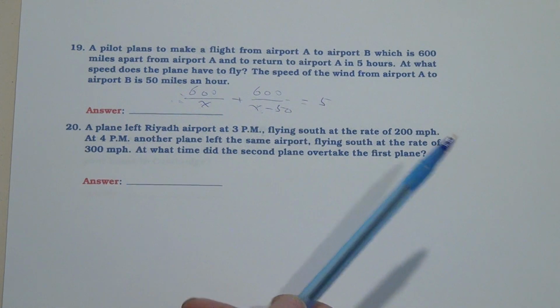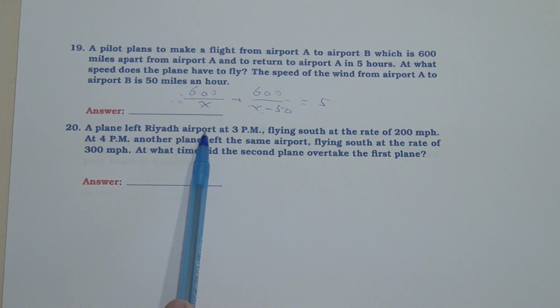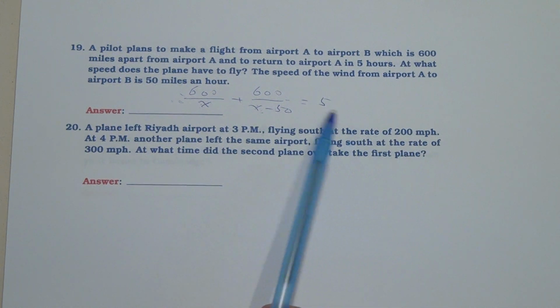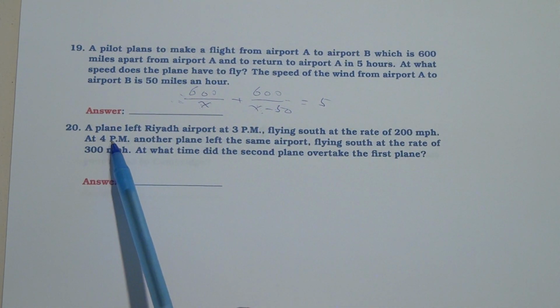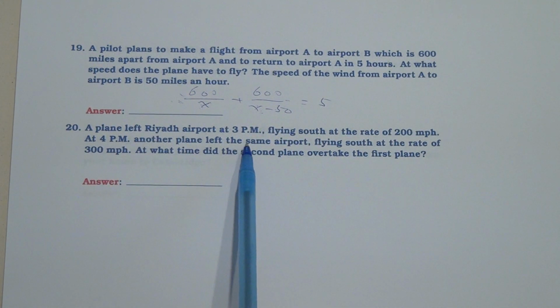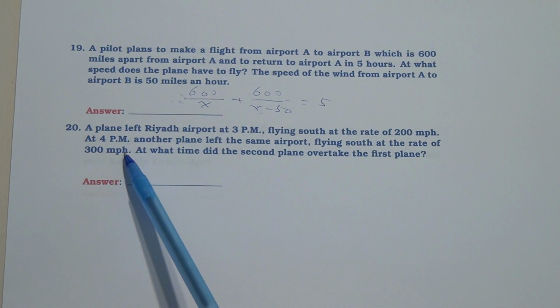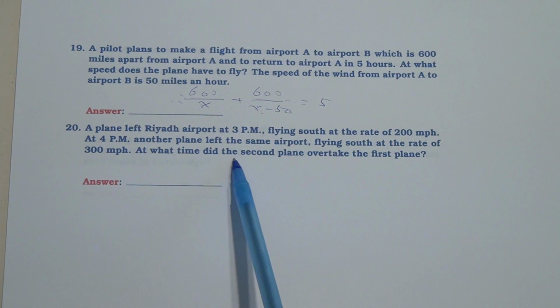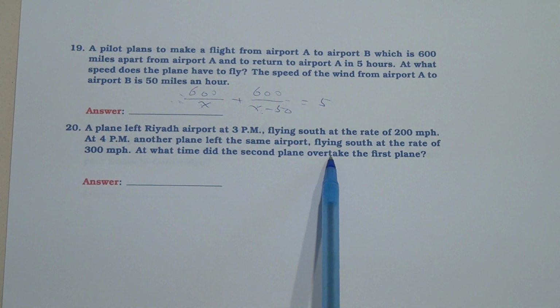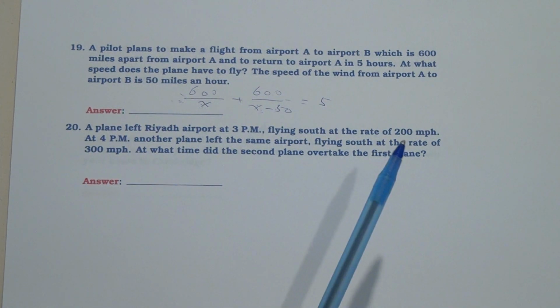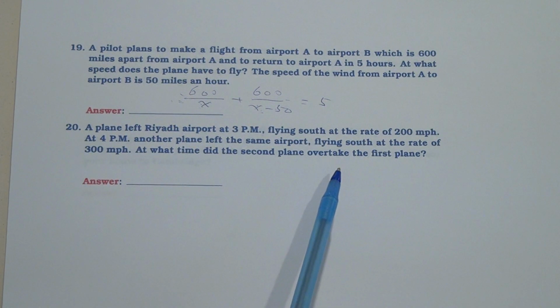Now number 20. A plane left Riyadh airport at 3 p.m. flying south at the rate of 200 miles per hour. At 4 p.m. another plane left the same airport flying south at the rate of 300 miles per hour. At what time did the second plane overtake the first plane? Stop the video and work it out and come back when you finish.